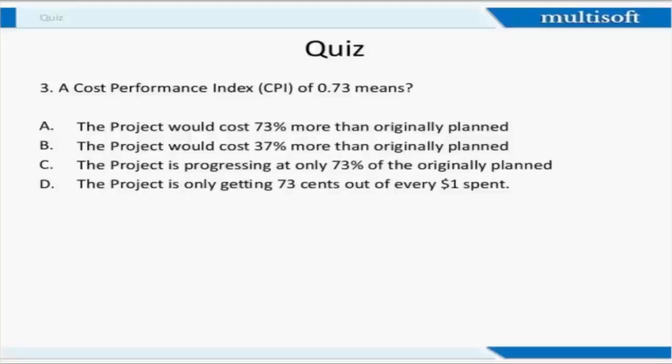The performance index, it is D. It is cost performance. So that means we have to take the cost, not the value. Yeah. So we are getting only 73%.